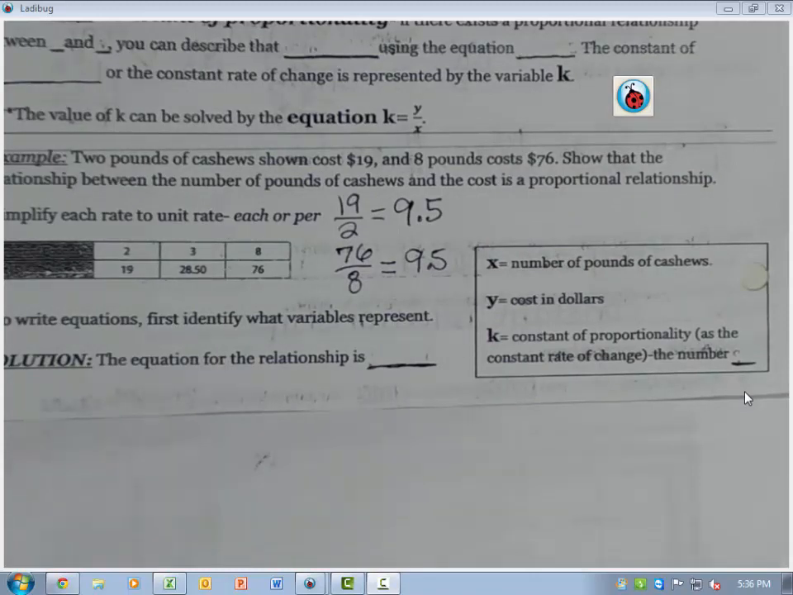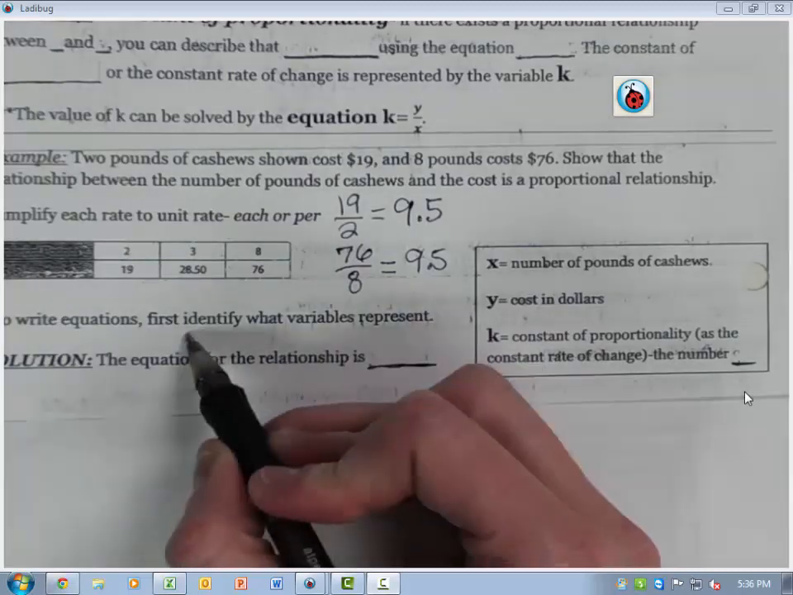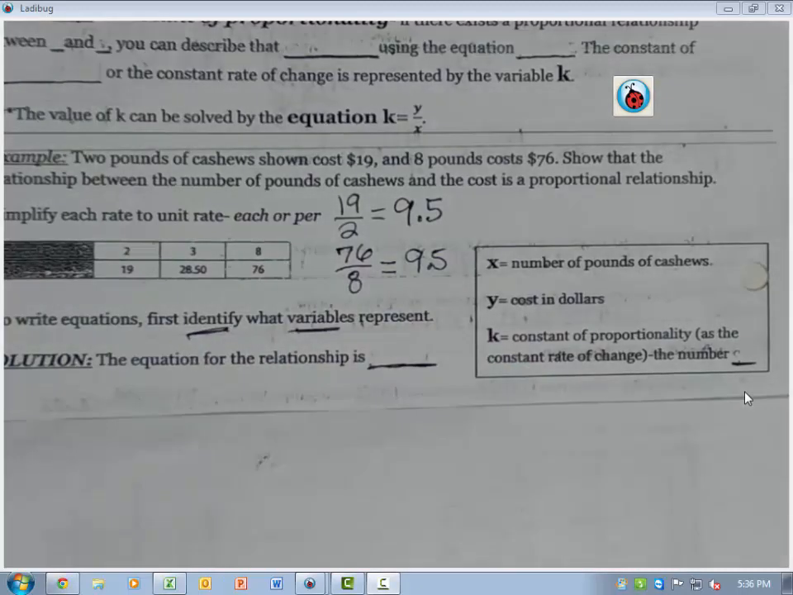So the first thing we have to do is identify what our variables represent, because do you know what k and y and x represent right now? No, you don't. So we're going to have to identify those variables first.